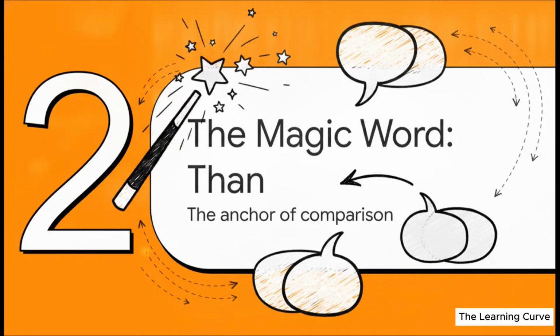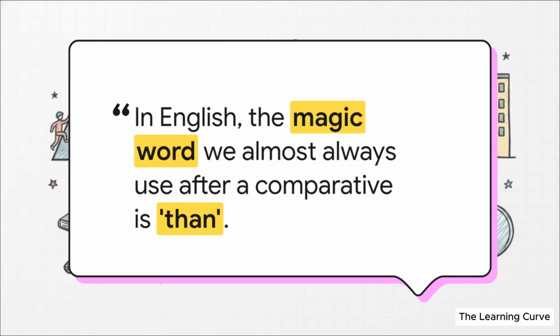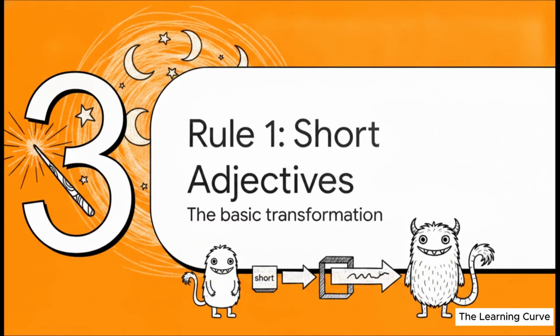On to section 2, the magic word, than. It's the anchor of comparison. Now, what's really cool is that you'll almost always find this one magic word anchoring your sentence. That word is then. Once you change your adjective into its comparative form, you absolutely need than to introduce the second object you're looking at. For example, if we say a cheetah is faster than a dog, the word than acts like a bridge connecting the cheetah and the dog, which lets us compare their speeds perfectly. Let's look at how to actually transform these words.